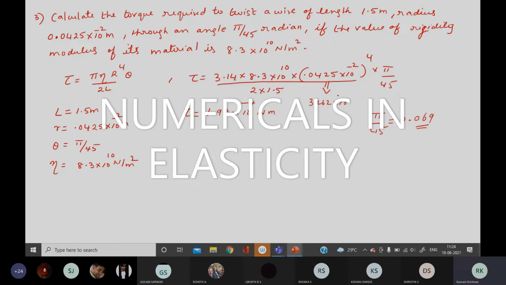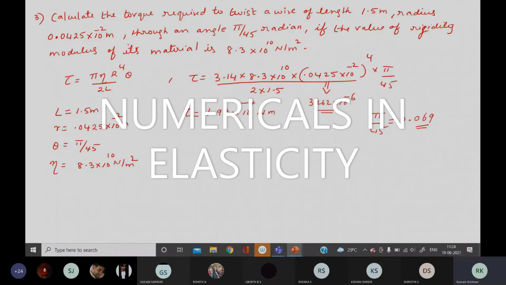Are you doing it separately? You should not do it separately. Yes, students, this r power 4 value, someone tell me. Ma'am, 3.262 into 10 power minus 6. Minus 6. The previous student, did you get this value also? Yes, ma'am. Same, ma'am. Then what is the problem? You check.